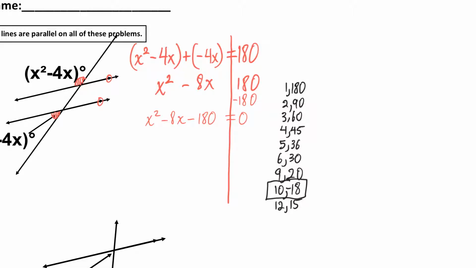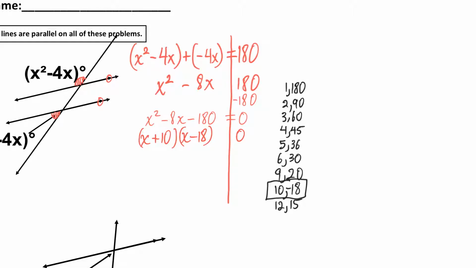Okay, so again, think about this. What is 10 times negative 18? It is negative 180, so that's good. Then what is 10 plus negative 18? Negative 8. So that's what I want, okay? All right, so that's what I need. So we have x plus 10 and we have x minus 18 equal to 0. Yes. Okay.